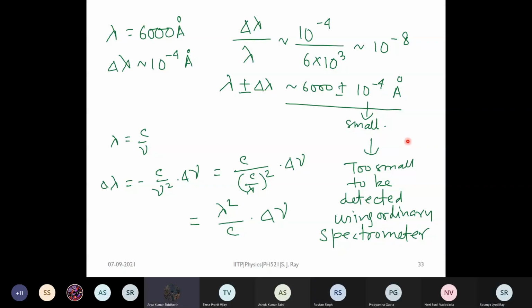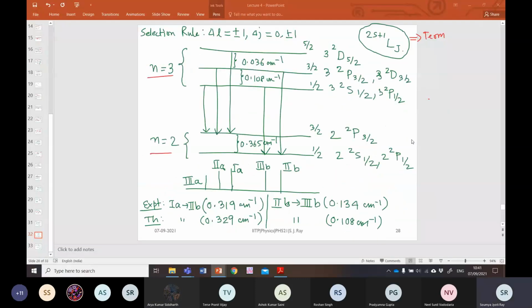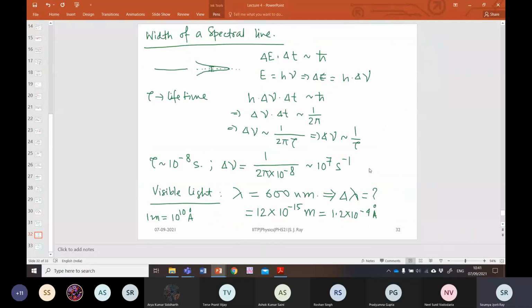So now coming back to the question of measuring lifetime. The first part is that lifetime is inversely proportional to delta nu. And delta nu you can calculate from delta lambda. So if you know delta lambda, you can calculate delta nu and you can calculate the lifetime. So that is one way of measuring it. Is it clear?